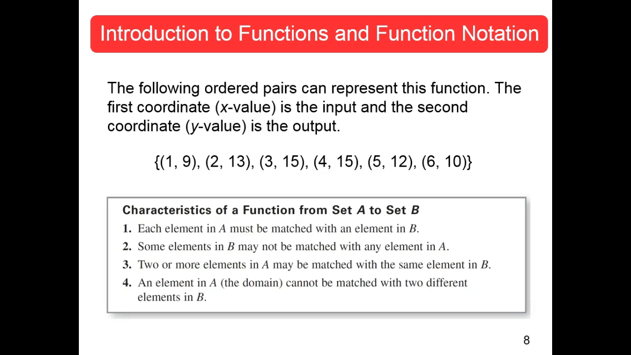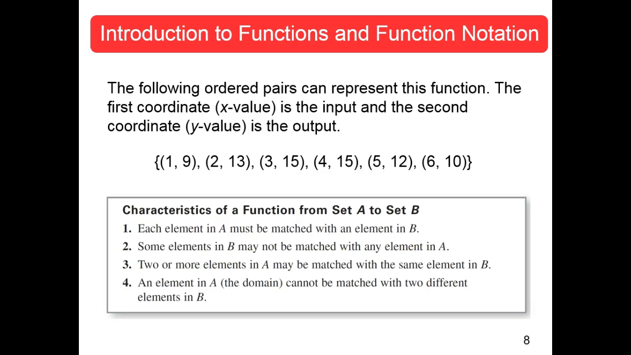Okay? So what are some of the characteristics of such a function? From set A, the inputs, to set B, the outputs. Each element in A must be matched with the element in B. That's what I said before. If your input was those 6 times, you have to match it with the temperature. Can't have any times that there was no temperature out there, okay? That wouldn't make sense. Now, some elements in B may not be matched with the element in A. We saw that. There were a bunch of temperatures out there that we didn't measure that day.